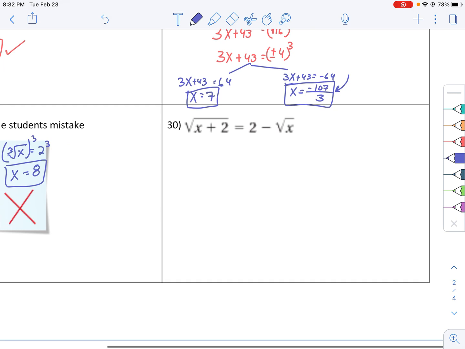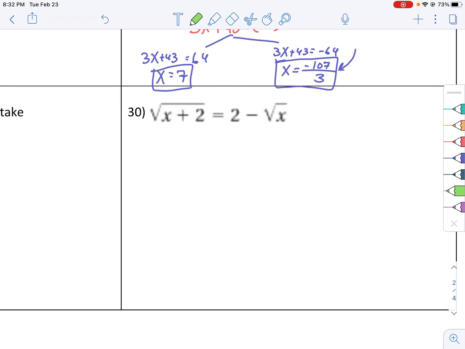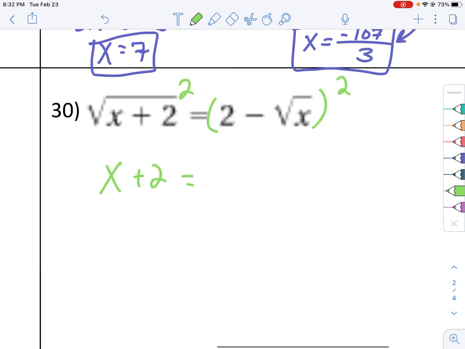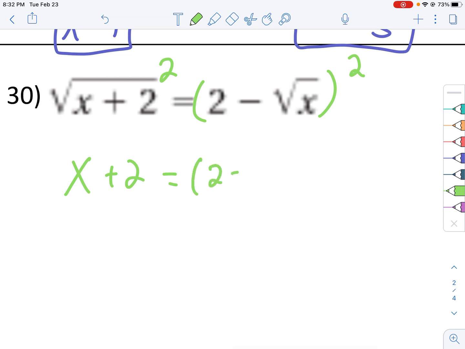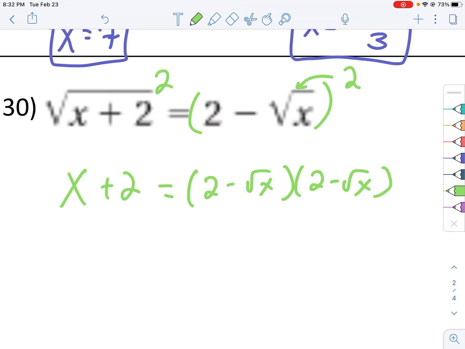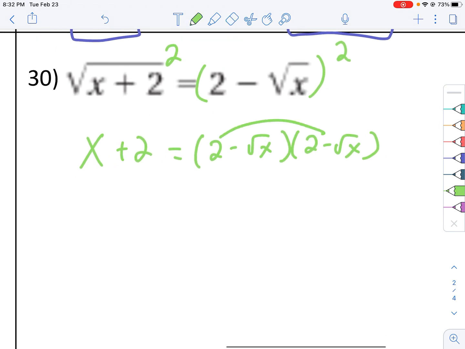And then last but not least, we have question number 30 here. This you need to just square both sides. Gives you x plus 2 on the left. On the right side, you have to FOIL. So this is 2 minus square root x multiplied by 2 minus square root x. The most common mistake is people just try to distribute that square. Don't do that. Okay, you need to make sure you're FOILing in this question.